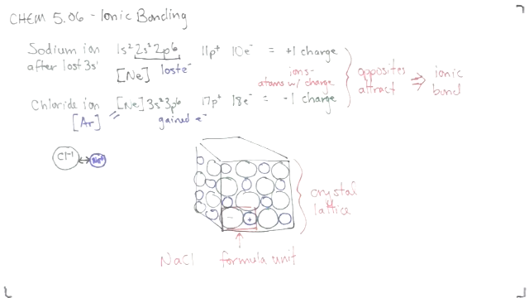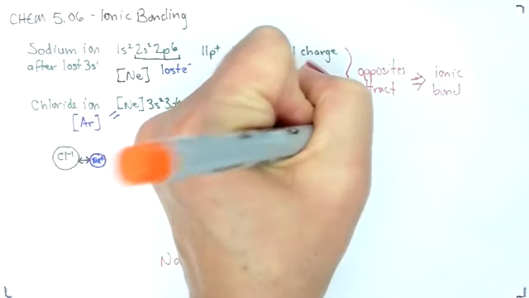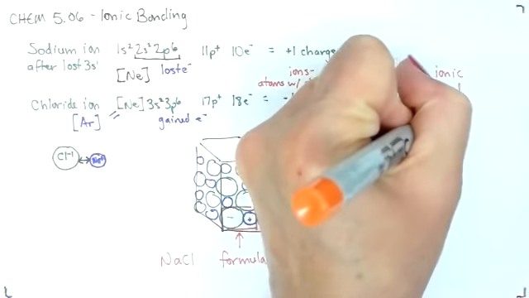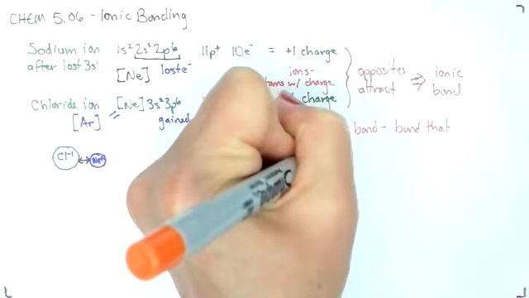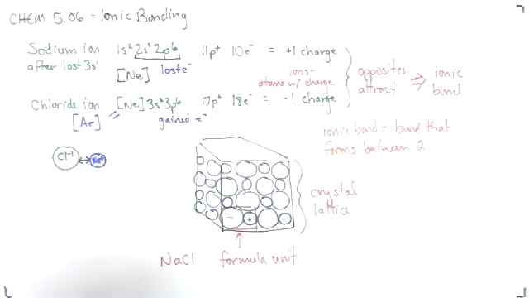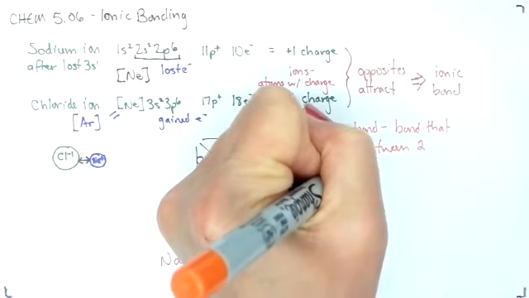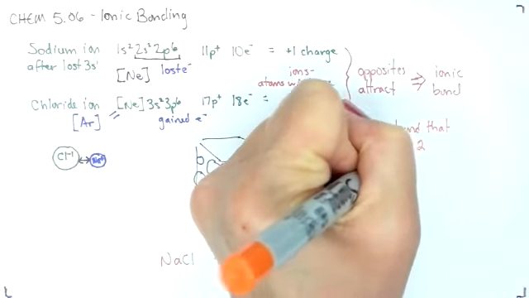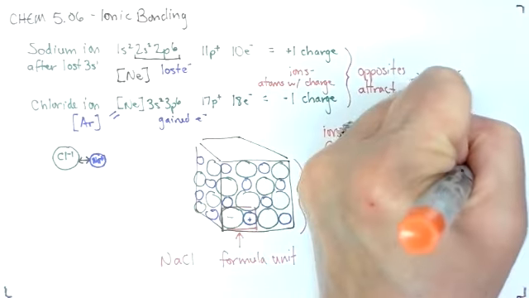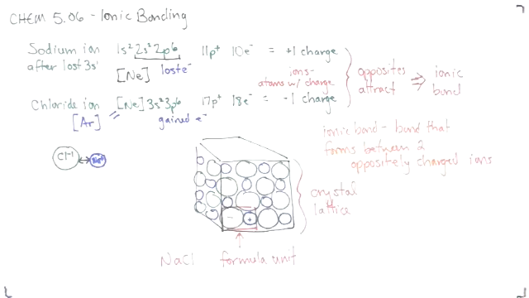Okay, so what are our takeaways here? An ionic bond, and let's write out a definition for that, shall we? Let's put definitions in here. Ionic bond is a bond that forms between two oppositely charged ions. Oops, and I just realized I missed a couple other pieces of information.